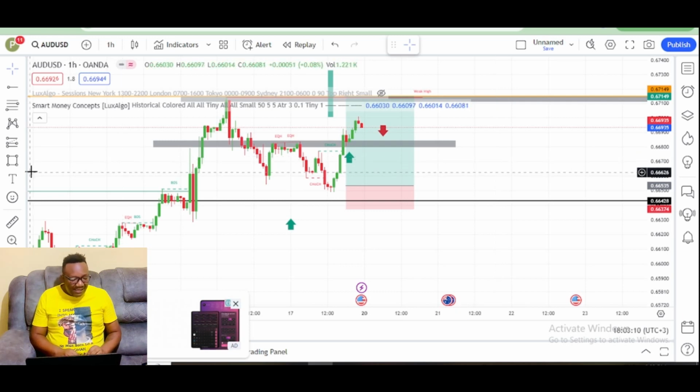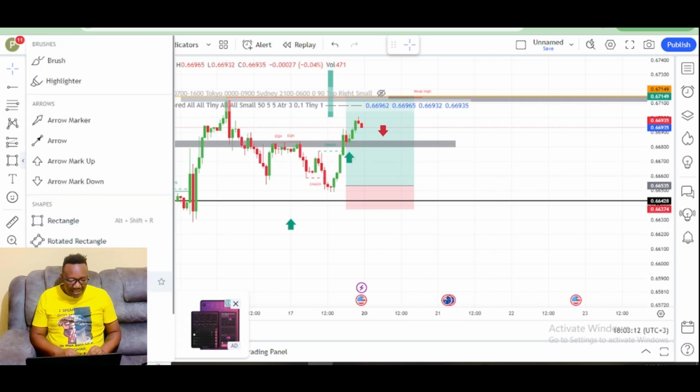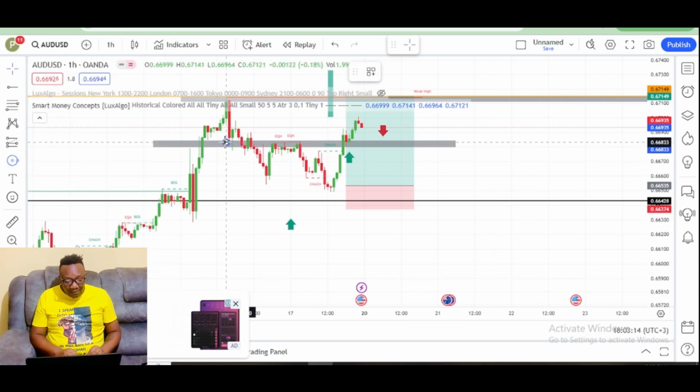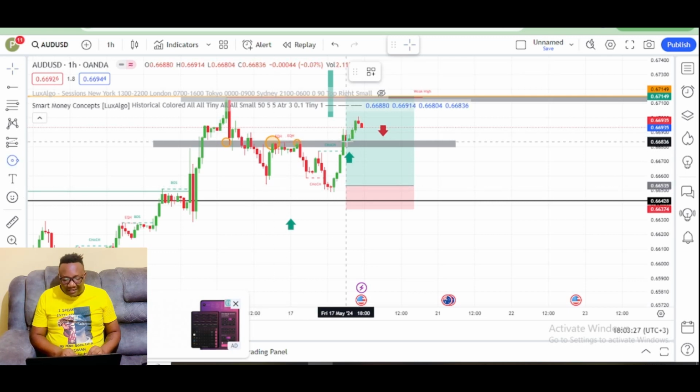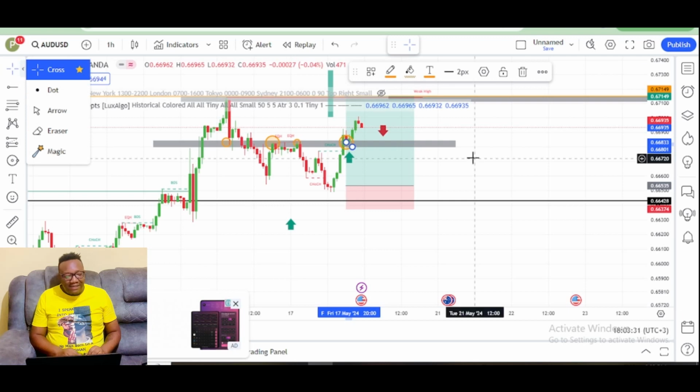This market has been rejected severally. Let me use a circle. On the 1 hour time frame, the market has been rejected here. It's very simple to understand Forex. One time, two times, and that time here, and where the market is currently is right here. This is where the market has been rejected from. So it's very simple to understand this.